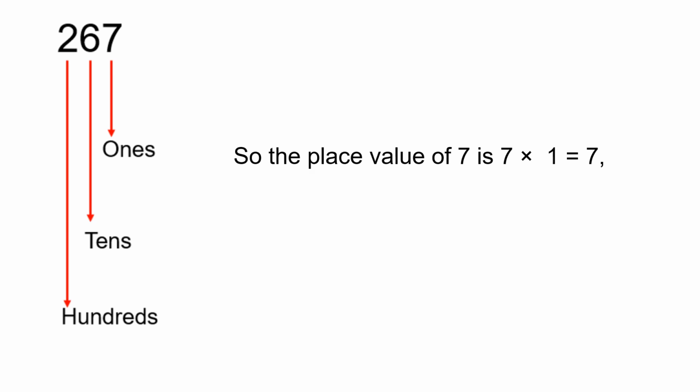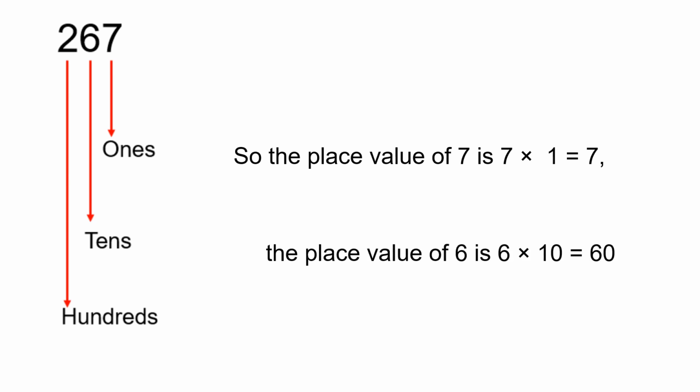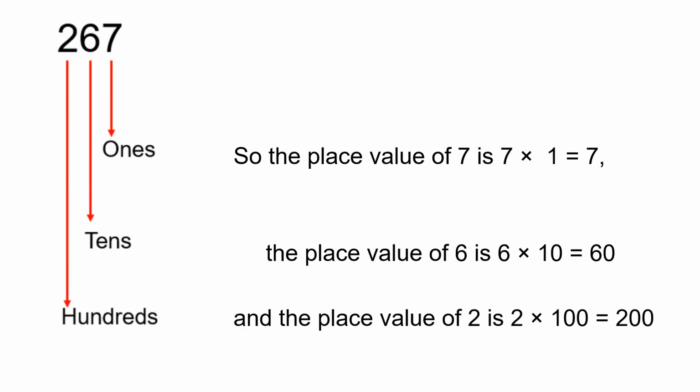Seven is in ones place, so the place value of 7 is 7 multiplied by 1, that is 7. 6 is in tens place, so the place value of 6 is 6 multiplied by 10, that is 60. 2 is in hundreds place, and the place value of 2 is 2 multiplied by 100, that is 200.